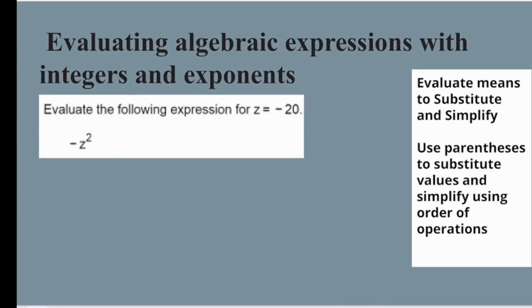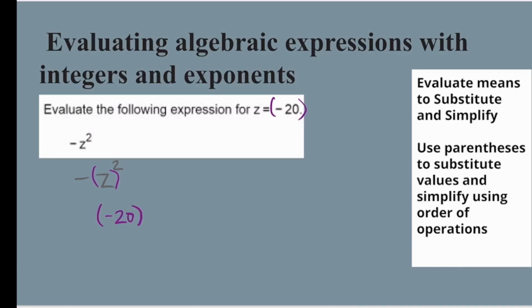This problem is where things get a little more complicated with the multiplying. We're going to evaluate an algebraic expression with integers and exponents. Evaluate just means we're going to substitute and simplify. You have to use parentheses because this is going to be crucial. So, evaluating the expression -z squared when z is equal to -20, I'm going to take this -20 in parentheses and put it where the z is.